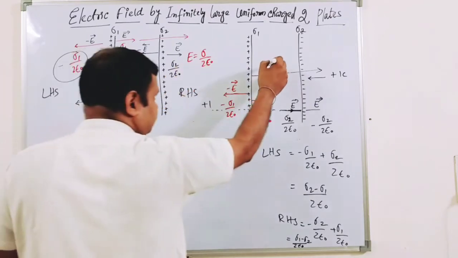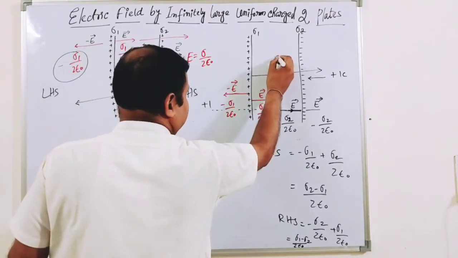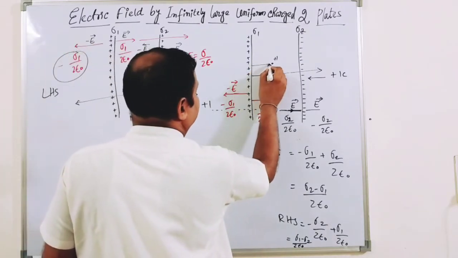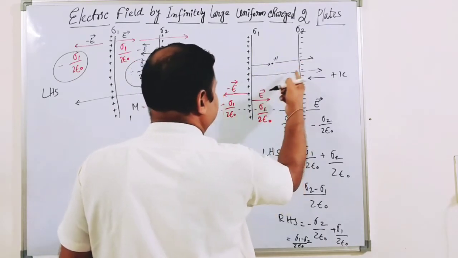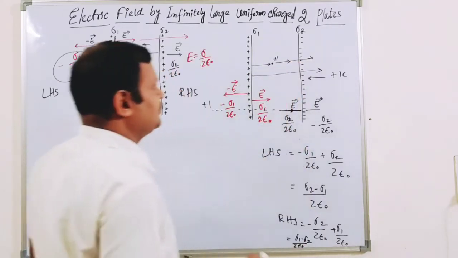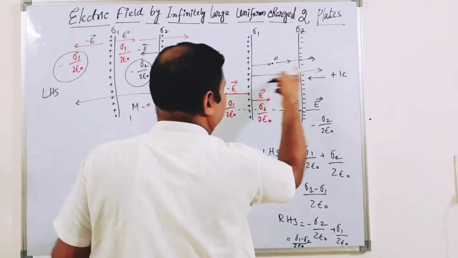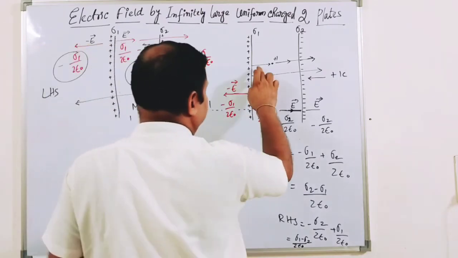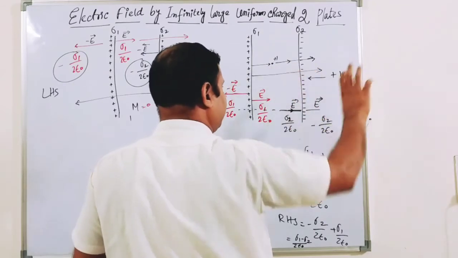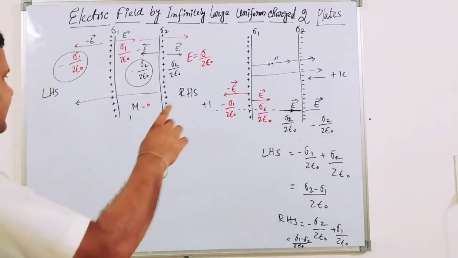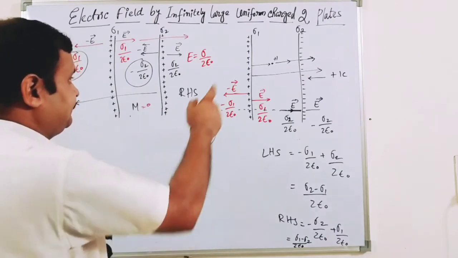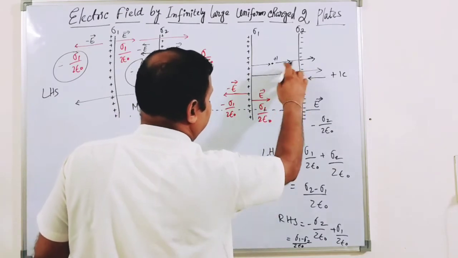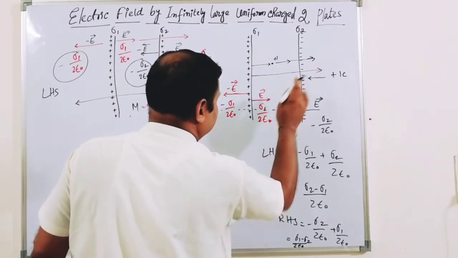For the middle point, anywhere in between, if you put a positive single unit test charge to measure the field effect, what will it be? It is repelled by the positive plate on this side and attracted by the negative plate on this side. So the field from the positive plate is positive, and the field from the negative plate is also positive.